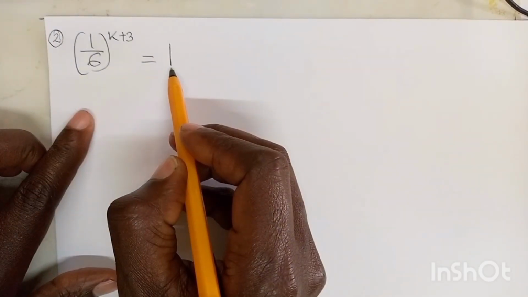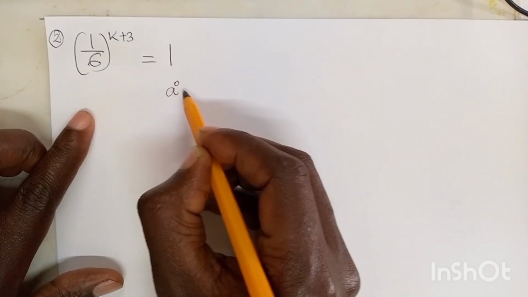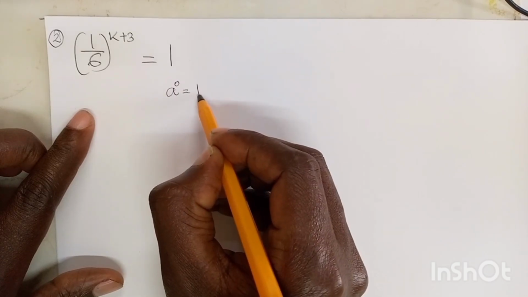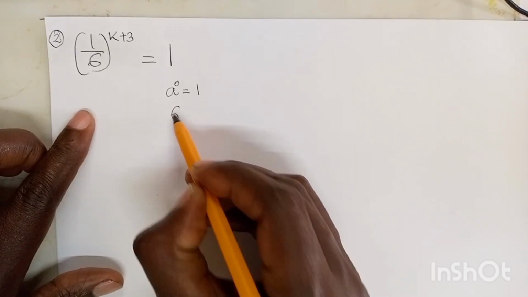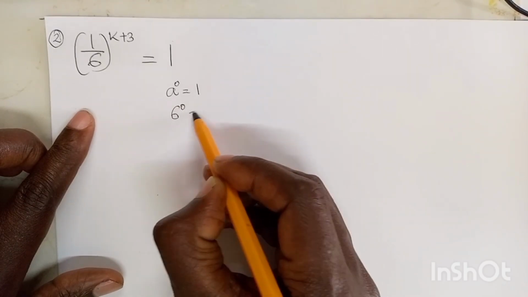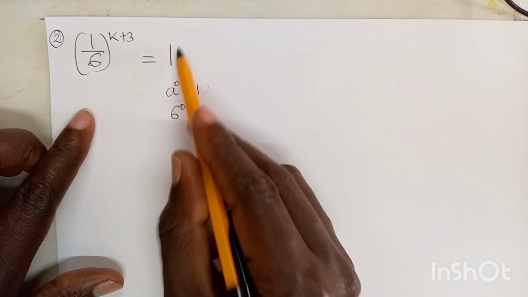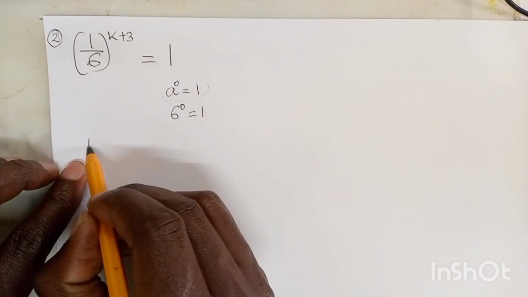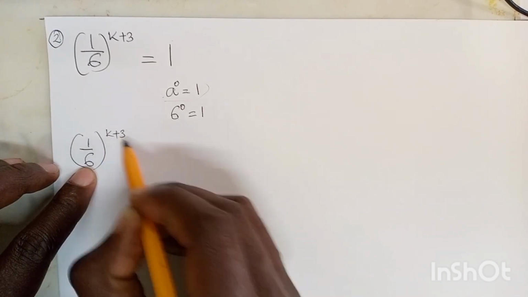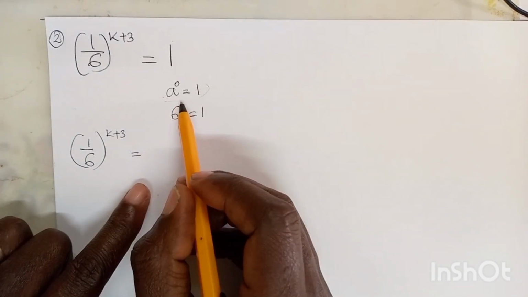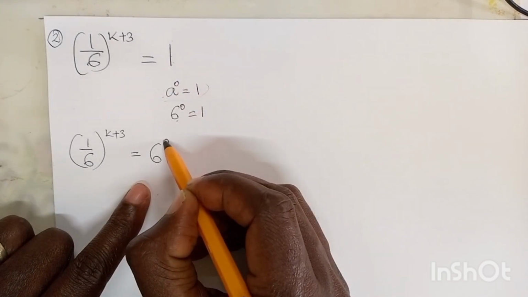For a question like this one, we follow this rule: any expression raised to power 0 is always equal to 1. So this means we can make it 6 power 0. 6 power 0 shall be 1. So here I'll have 1 over 6 raised to power k plus 3 shall be equal to, say, this one, I'll replace with 6 power 0.